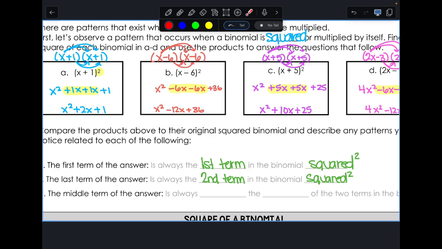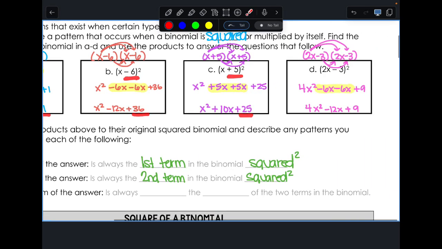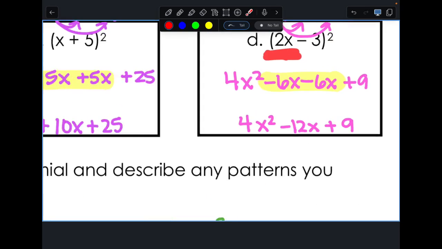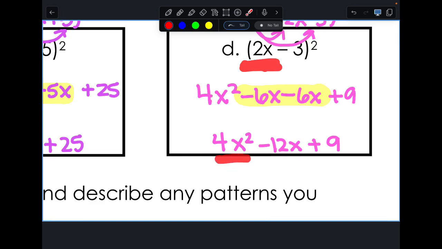So the middle. Let's look. 1 times 1? 1. Negative 6 times negative 6? 36. 5 squared? 25. Negative 3 squared? 9. Wait, miss, I have a question. The first term of the answer is the first term squared. 2x times 2x is 4x squared. Negative 3 times negative 3 is positive 9.